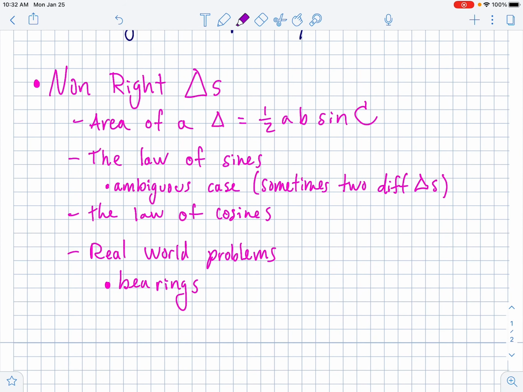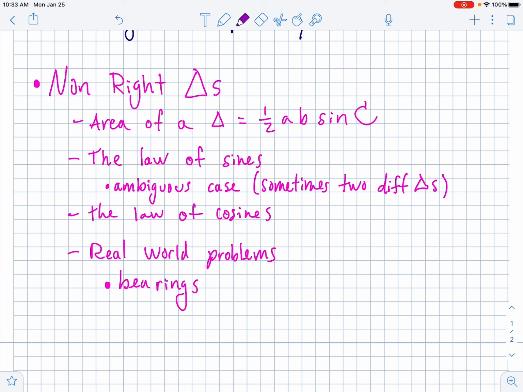Then we quickly started talking about non-right triangles. Something that came up in the last chapter as well as this one is the area of a triangle is 1/2 ab sine C. Remember, that's capital C, where capital C is the angle, and little a and little b are the side lengths of the sides around the angle.